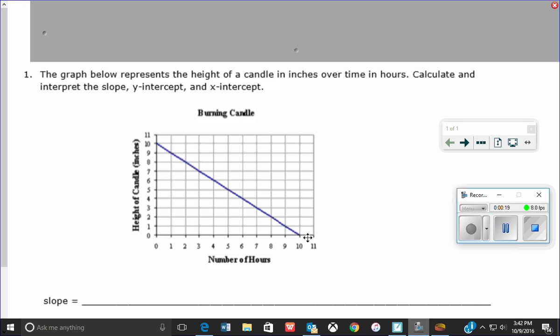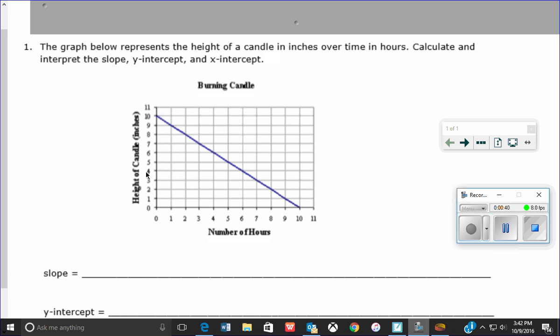So when you have a graph with words on the x and y axis, you really need to take the time to read the words. So this graph is about a burning candle. The x-axis shows the number of hours, and the y-axis shows the height of the candle in inches. Okay, so we need to find the slope, the y-intercept, and x-intercept.